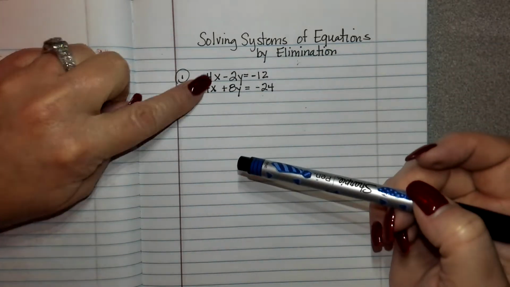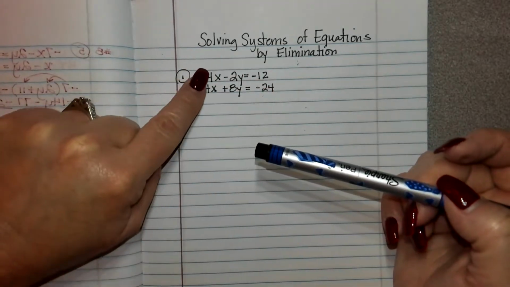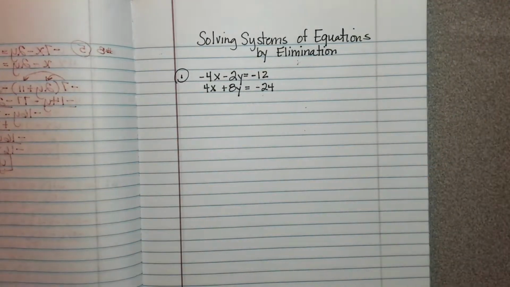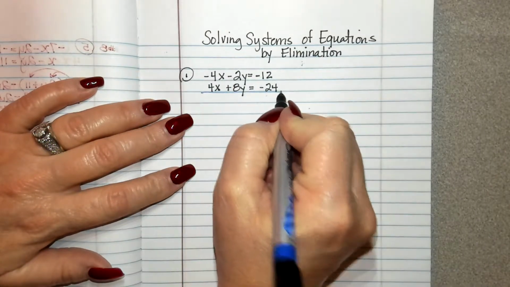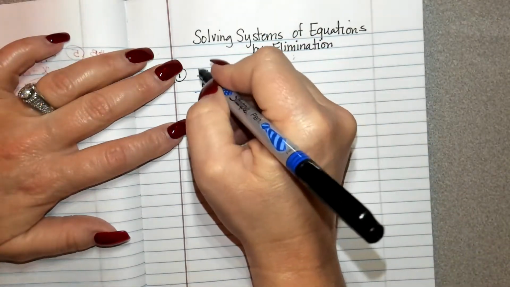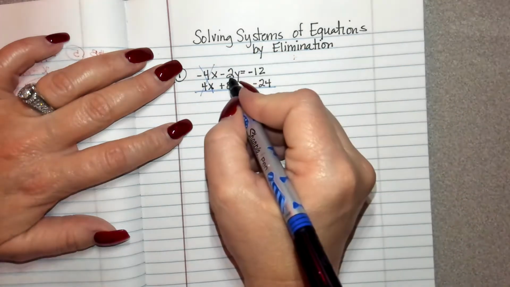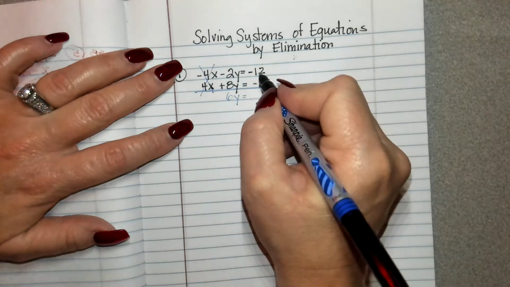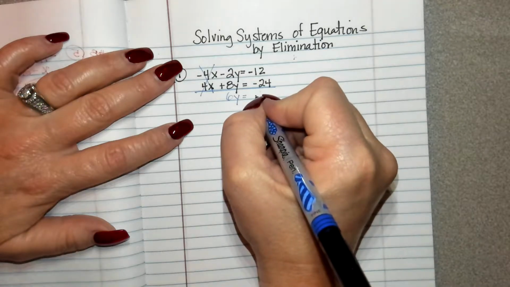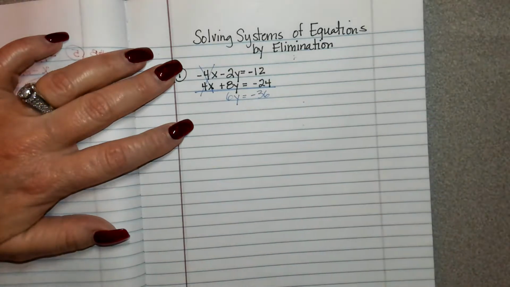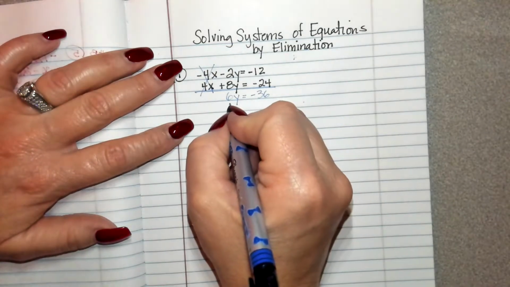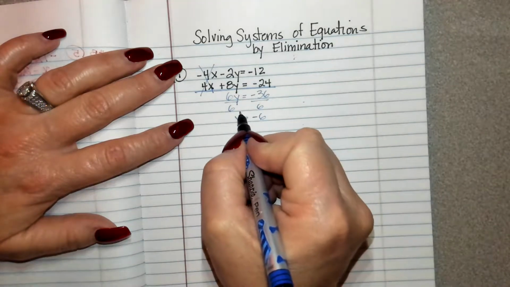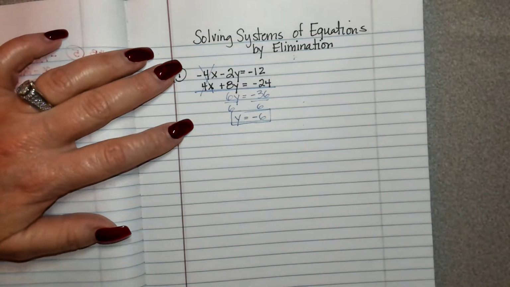As I look at these two equations, I'm comparing these. I have a negative 4 and a positive 4. That's what I'm looking for, because when I have negative 4 and positive 4, if I add those together, they will eliminate. Then you have negative 2 plus 8, which is 6y, and negative 12 and negative 24 is negative 36. So you're just adding them together. Now divide by 6, and y equals negative 6. You have one of your solutions.